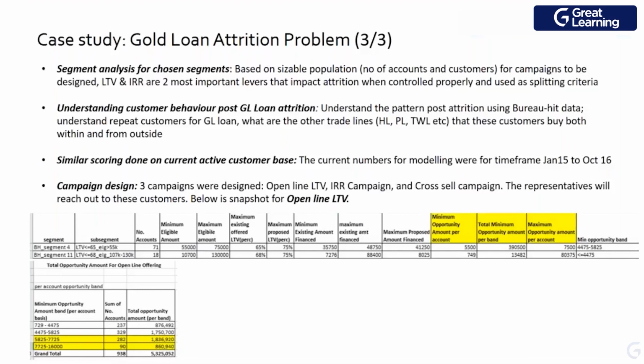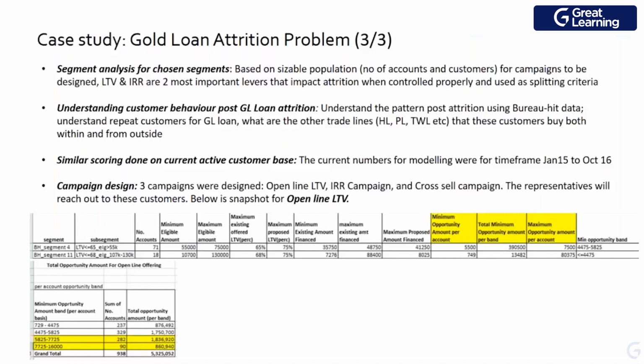So these were some of the other loan items they were looking to buy, both within the client organization and outside it. Now, once you have understood that, as I told you in the previous slide, we took 18 months of data. Because this whole modeling process took about 3 months or so, we did a similar scoring exercise for the current active base.